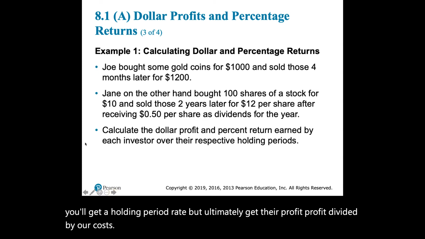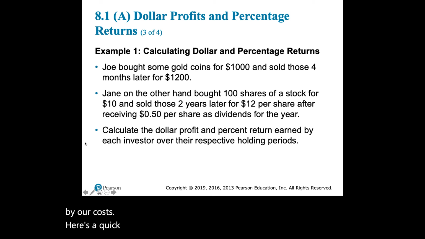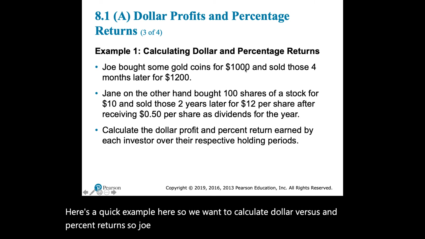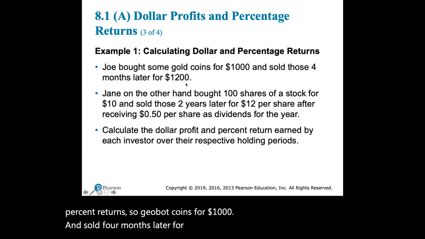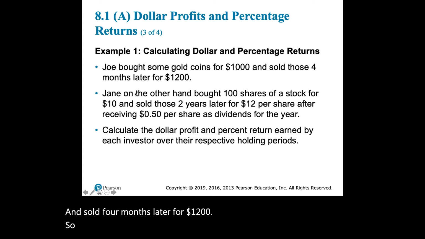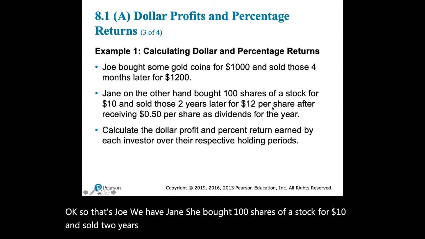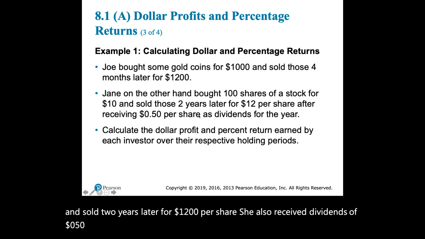Here's a quick example. We want to calculate dollar versus percent returns. If Joe bought coins for $1,000 and sold 4 months later for $1,200, that's Joe. We have Jane. She bought 100 shares of a stock for $10 and sold 2 years later for $12 per share. She also received dividends of 50 cents per share for the year. So we have to calculate the dollar profit and percent return.